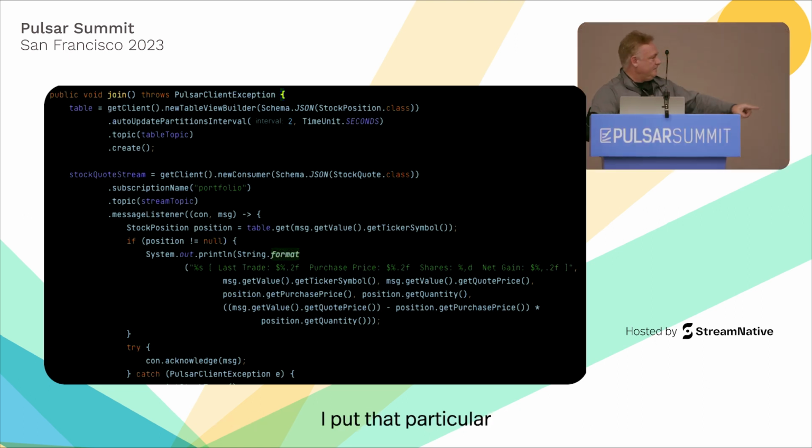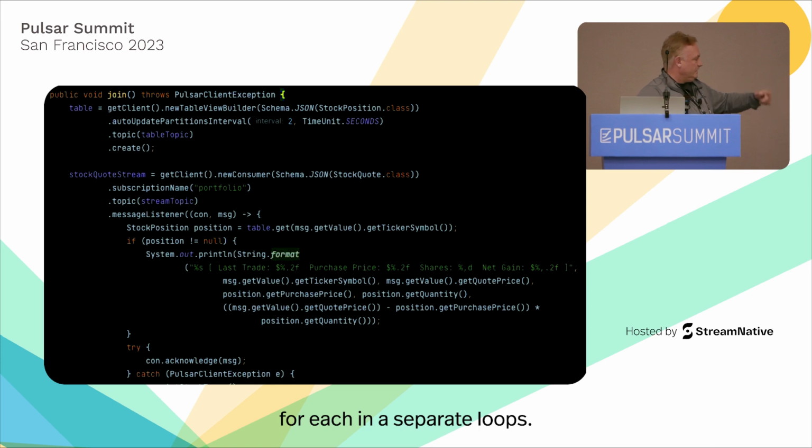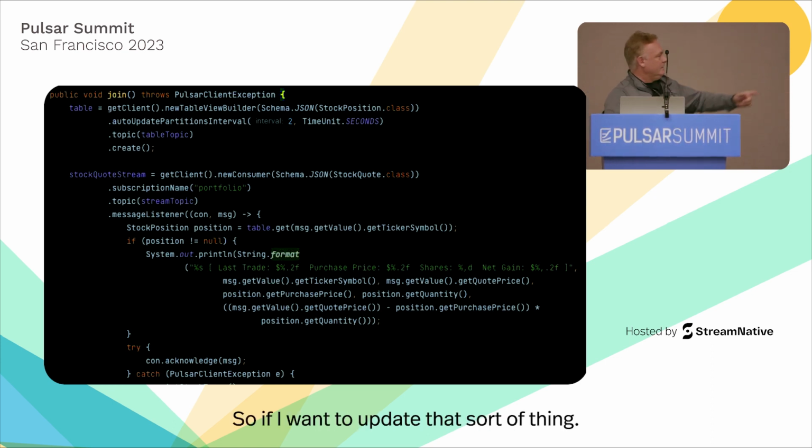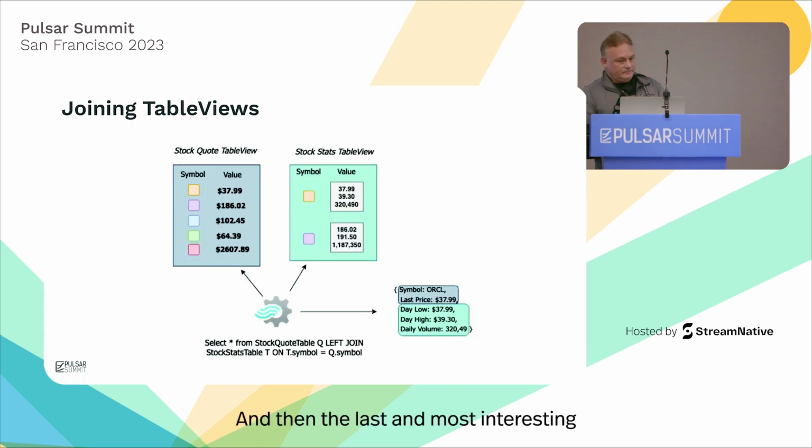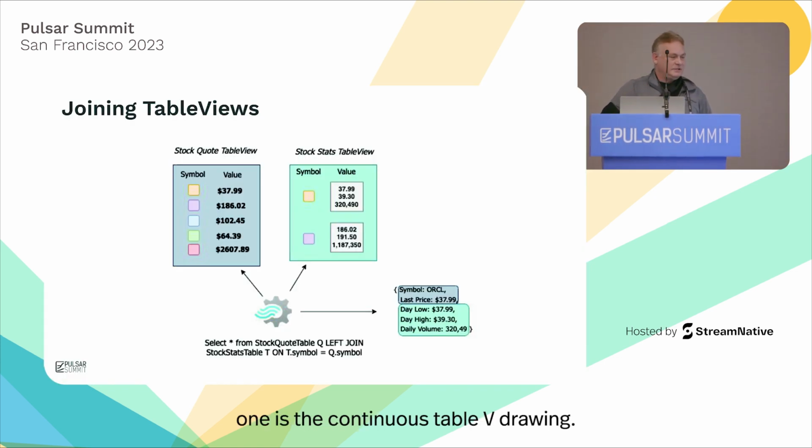In my demo, I put that particular for each in a separate loop, so I do it every 10 seconds if I want to update that sort of thing. But it's representing just a for each. It's a single scan through the table one time, and I have to trigger it myself, outside of it, to do it multiple times. And then the last and most interesting one is the continuous table view join.